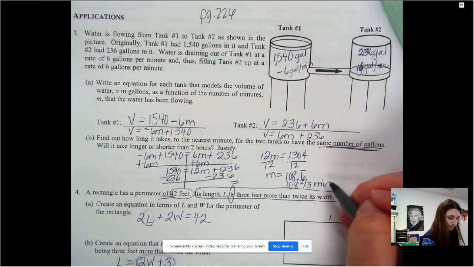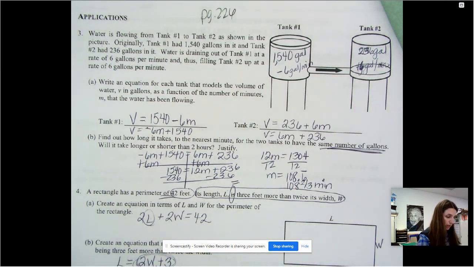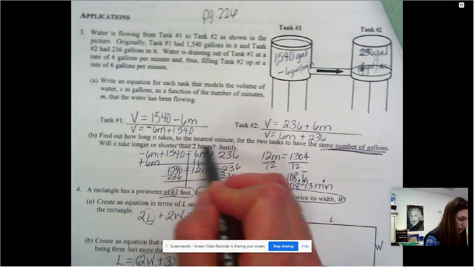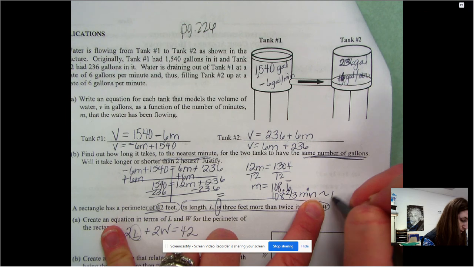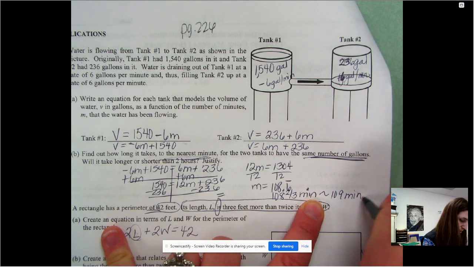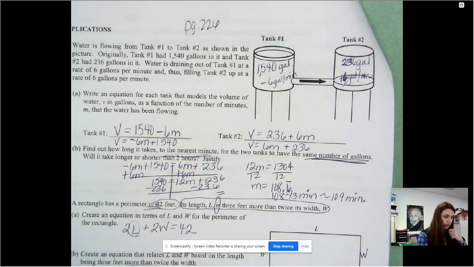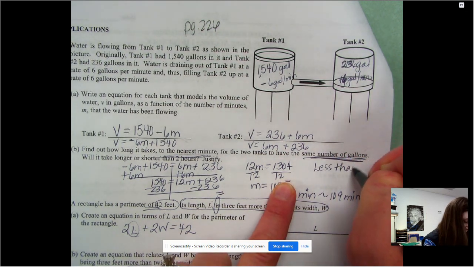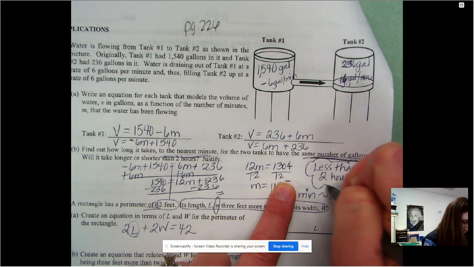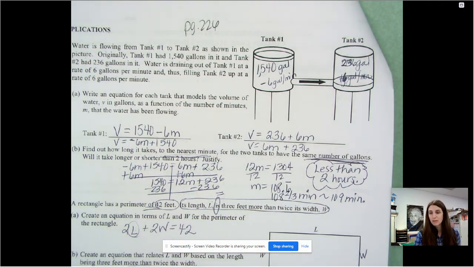Okay. And it wanted to know to the nearest minute. So we would round that to the nearest whole minute, which is 109 minutes. Okay. Will it take longer or shorter than 2 hours? It will take less than 2 hours because 2 hours is 120 minutes, and we only went for 109 minutes to get the amount of volume to be exactly the same.